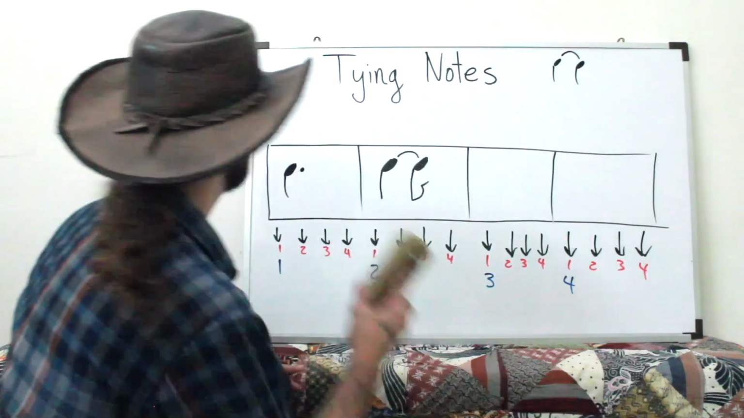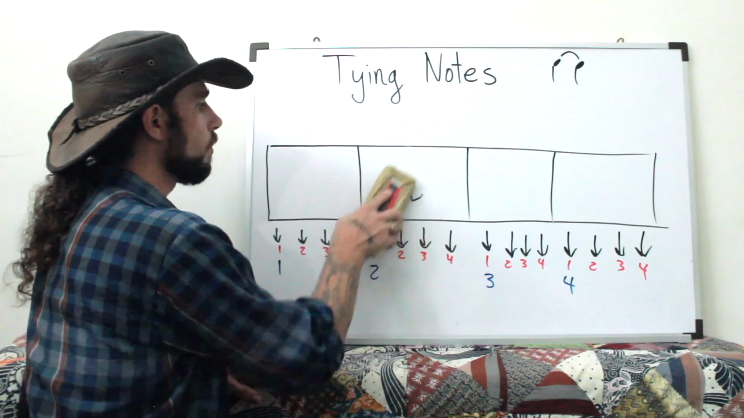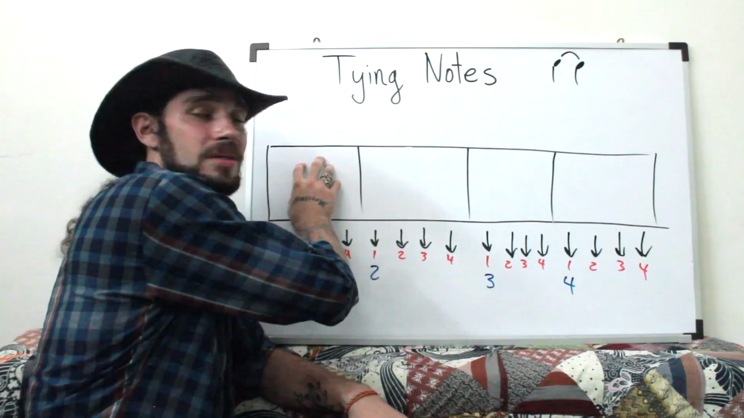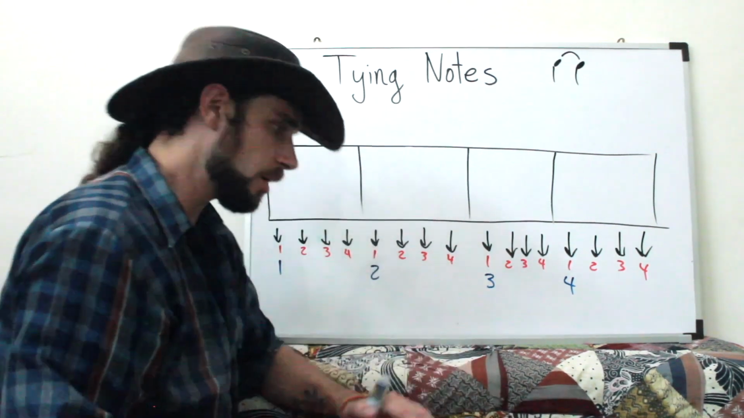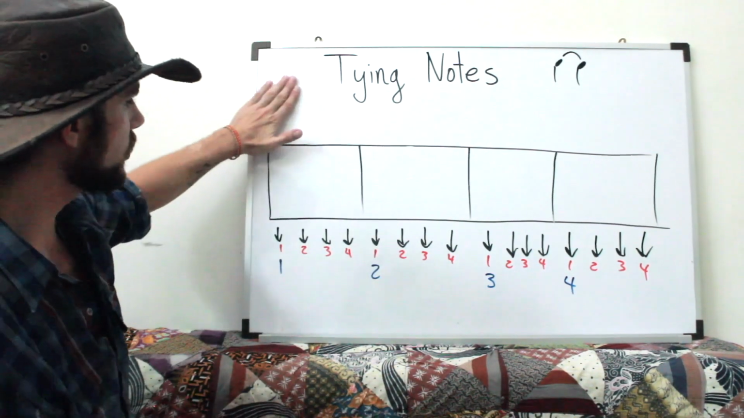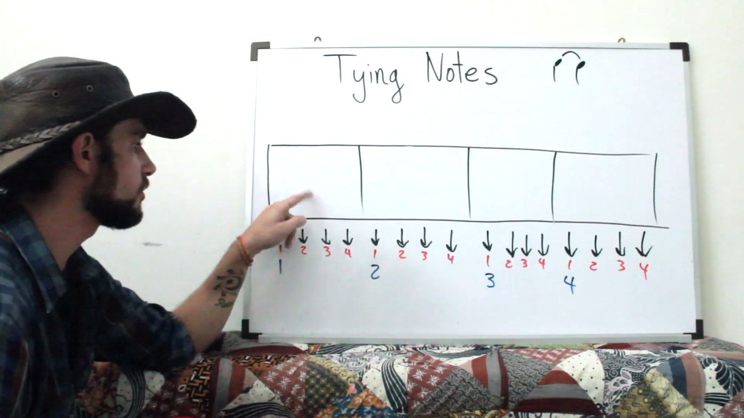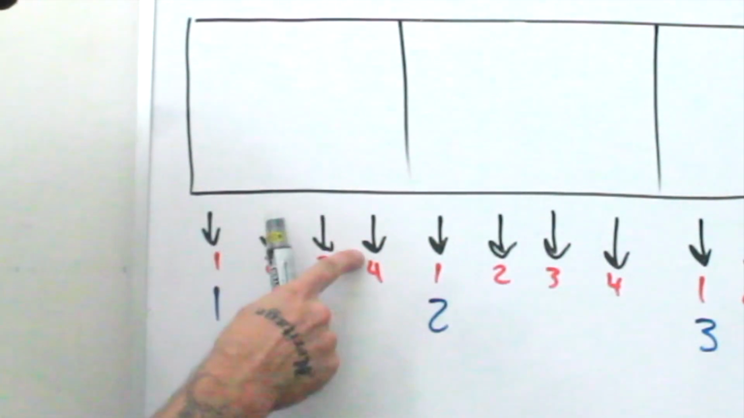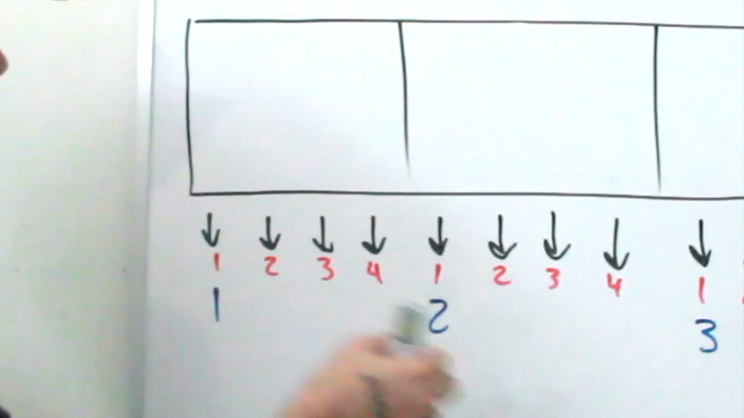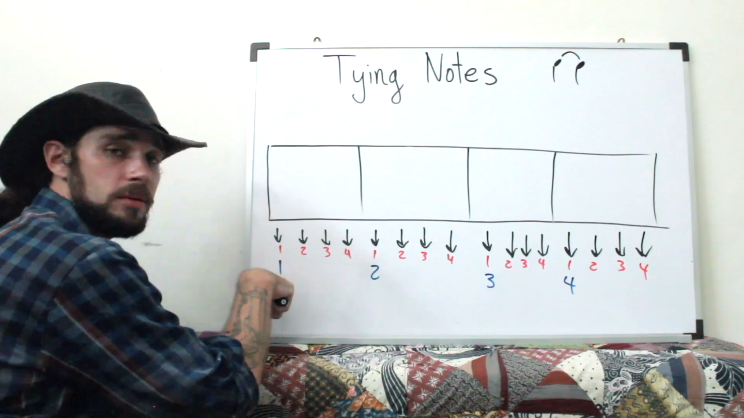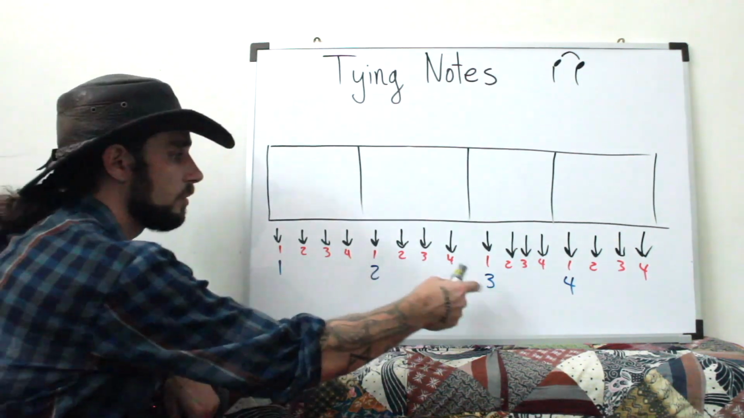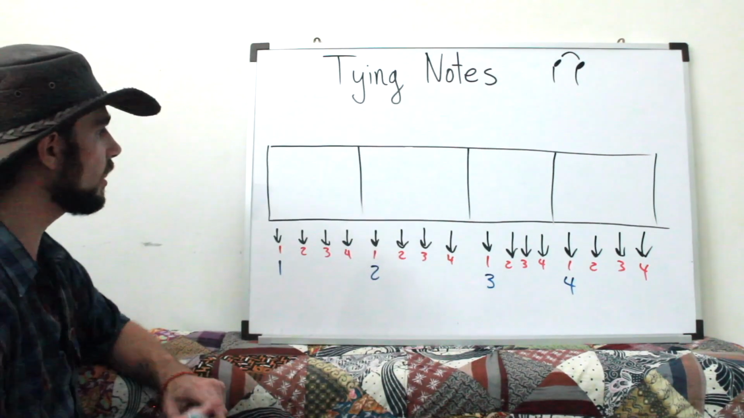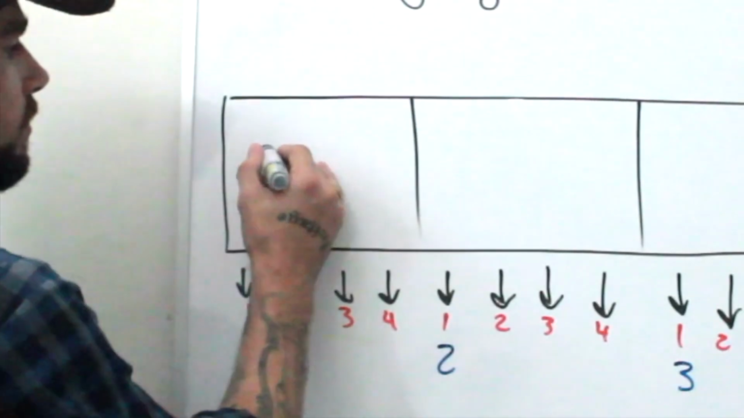So let's see. You can see I have 4 boxes here. Normally each box represents a downbeat, but in this example, each box is a complete measure. So that's why I've got the 4 downbeats here. 1, 2, 3, 4. 1, 2, 3, 4. So this would be measure number 1, measure number 2, 3, and 4. So this is 4 measures. The easiest thing to look at when tying notes is good old whole note.